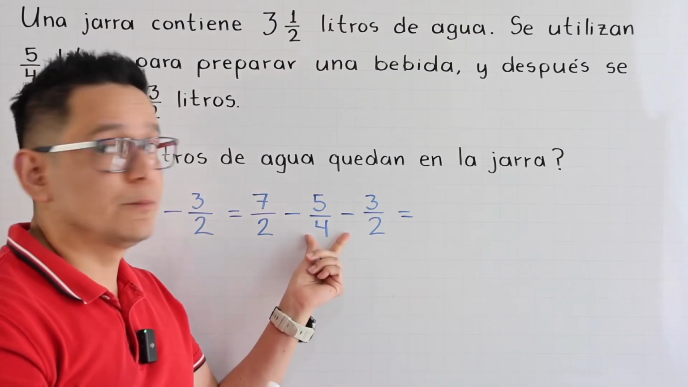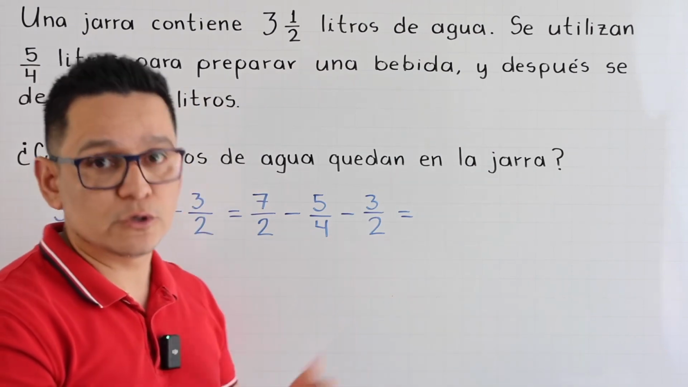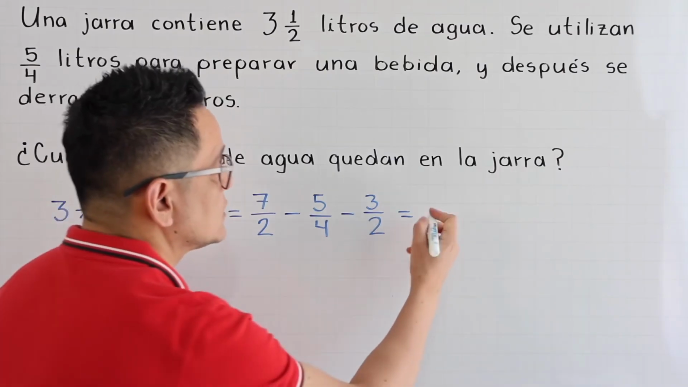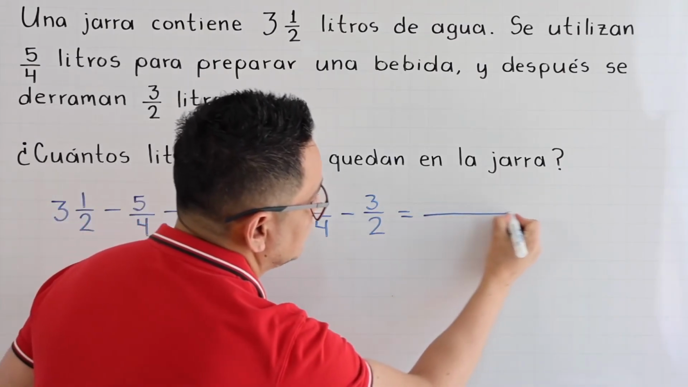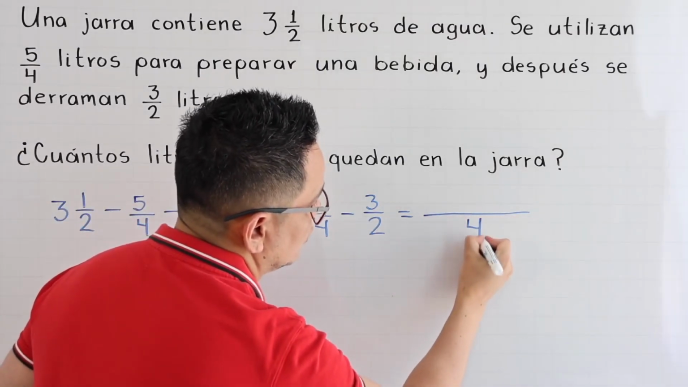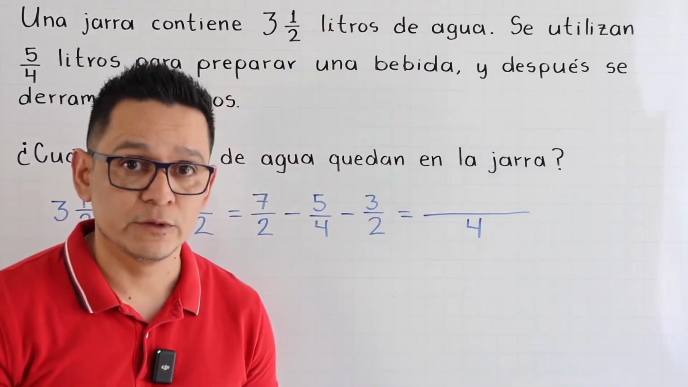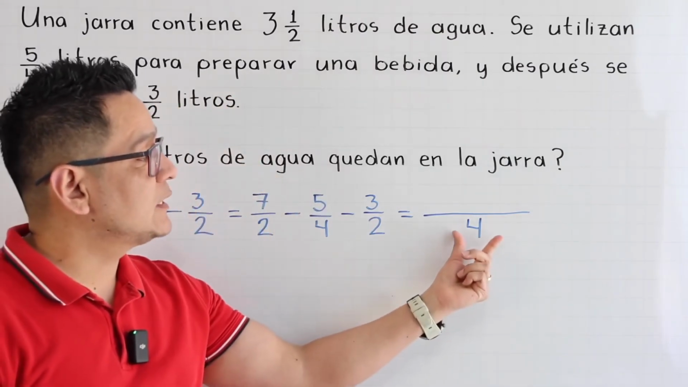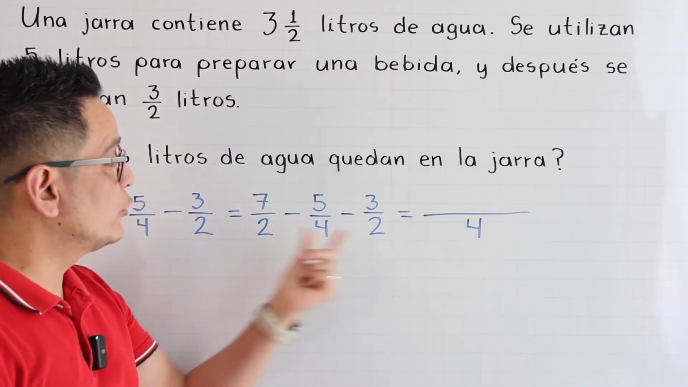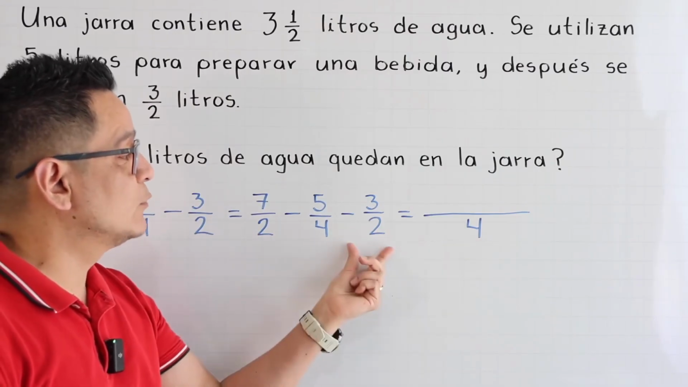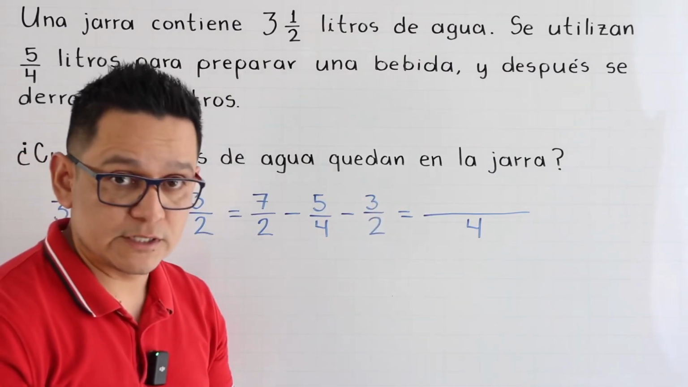Because 2 times 2 gives you 4, 4 times 1 gives you 4, and 2 times 2 gives you 4. So, that least common multiple, in other words, 4, we're going to use as the common denominator. And now, we're going to divide 4 by each of the denominators, and we're going to multiply by the numerators.